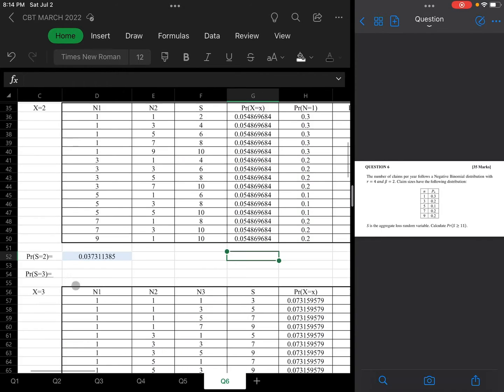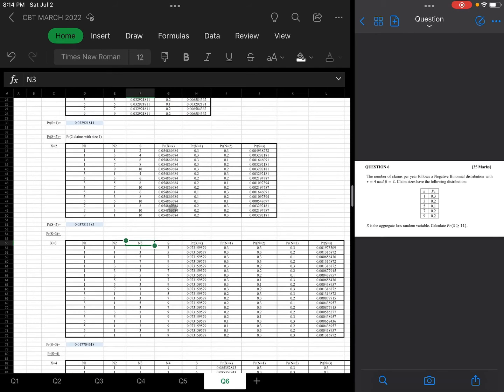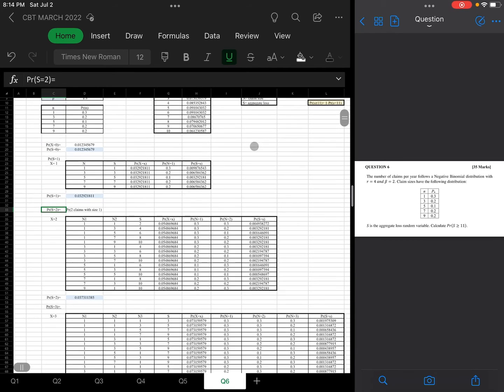For example, here probability of S equals 3 means probability of 3 claims with size 1 plus probability of 1 claim with size 3. So we have the values of n1, n2 and n3 respectively, and then we just need to apply the similar concept that we applied in probability of S equals 2 and S equals 1.